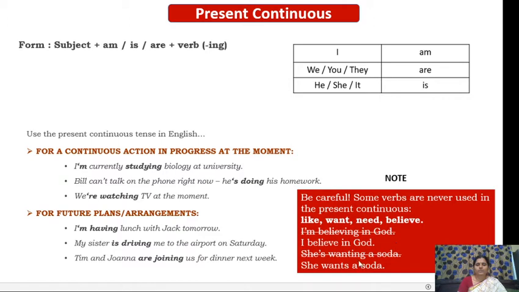I believe in God. She's wanting a soda. We can't say that. So, she wants a soda. When you are using such verbs, which are not action verbs, which express some mental actions, such verbs are not kept in present continuous. They should not be used in present continuous form.